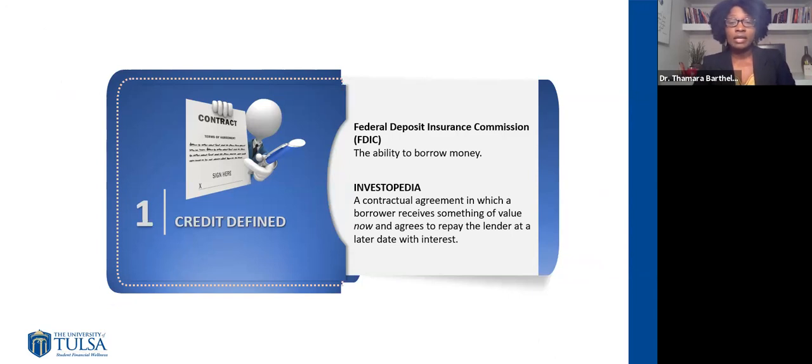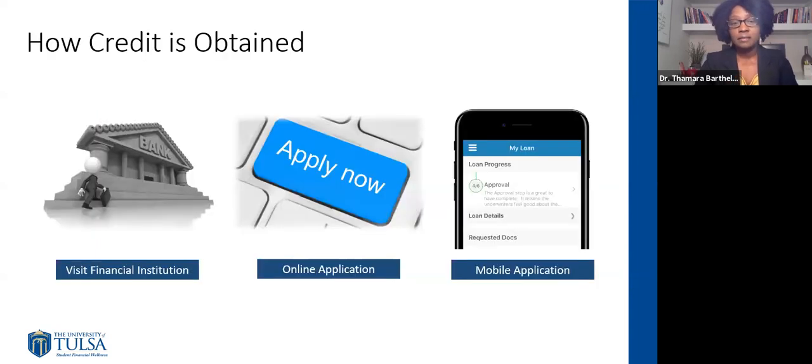Investopedia, on the other hand, defines credit as a contractual agreement between the borrower and the lender where the borrower receives something of value and agrees to pay the lender at a later date with interest. So Investopedia says credit is an agreement between two individuals, or an individual and an entity, where something of value is given and later on payment is given as a repayment with interest.